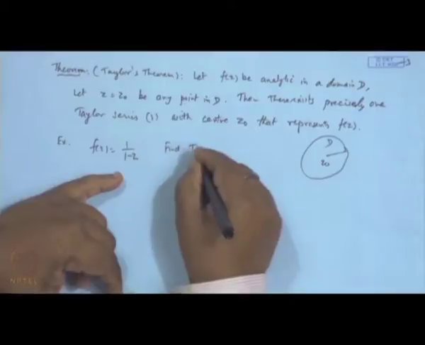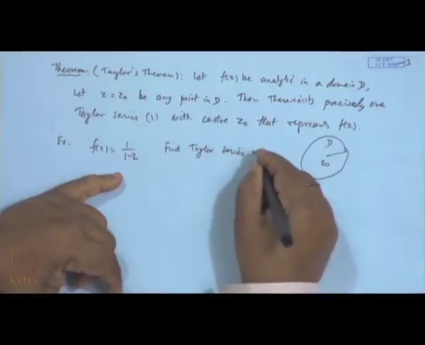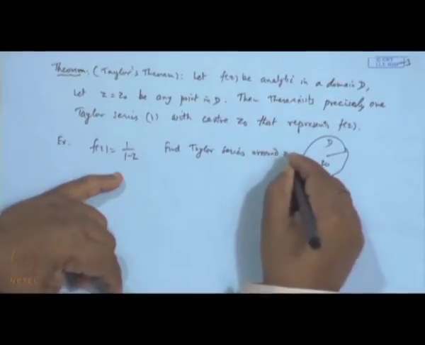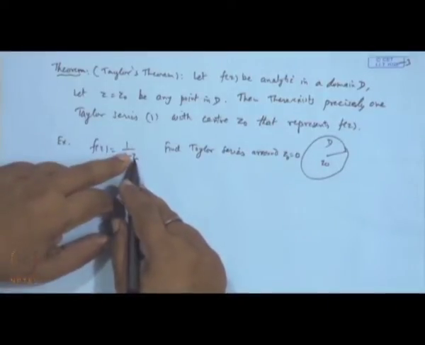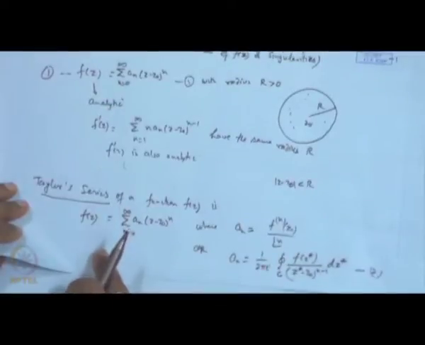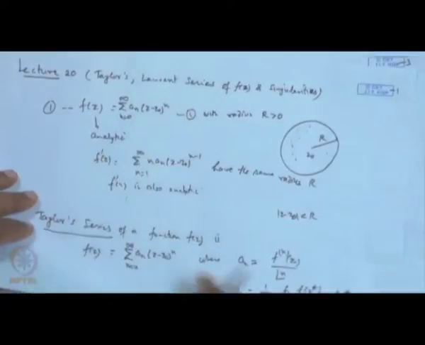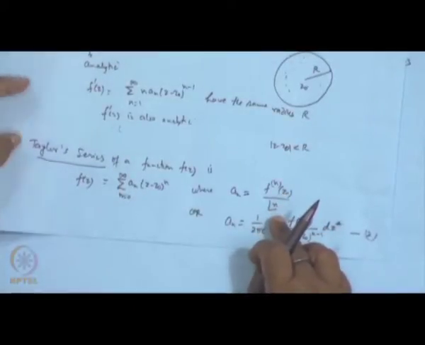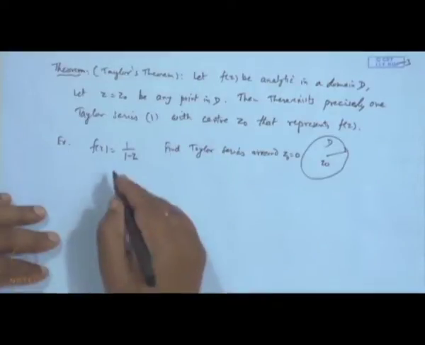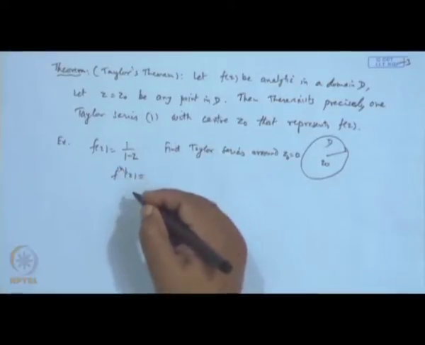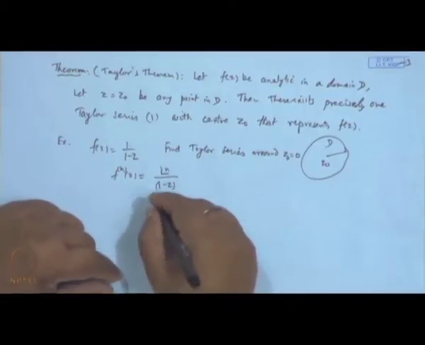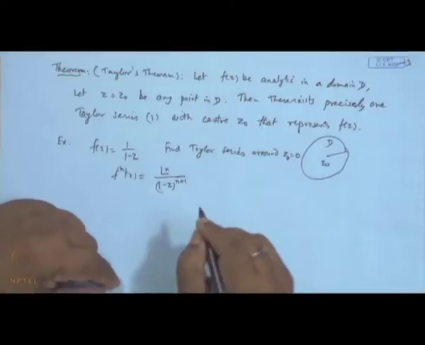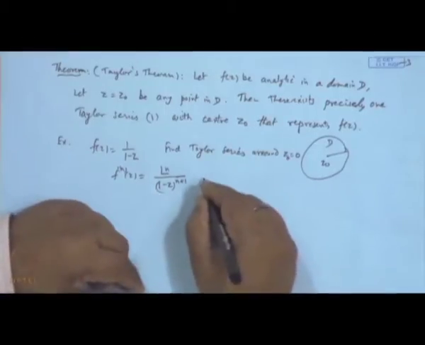Find the Taylor series around z equal to 0, or about the point z equal to 0. Okay. So, this function f(z) is given. According to the Taylor series formula, a Taylor series of the function f(z) is of the form sum of a n (z minus z naught) to the power n, where the coefficient a n is given by f n (z naught) over factorial n. If I differentiate this function n times, then as usual we get the value as factorial n over (1 minus z) to the power n plus 1, and then the value around 0.